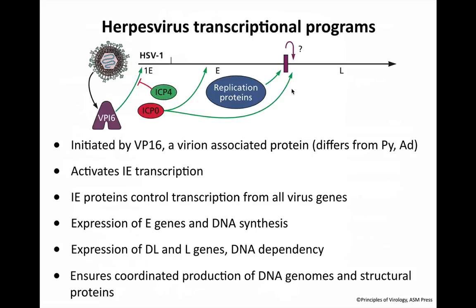Some herpesvirus late genes are transcribed only following synthesis of progeny genomes, the pattern that was exemplified by SV40 late transcription, and other promoters attain their maximal rates of transcription during the late phase. So again, we have the similar cascade of reactions. Immediate early transcription is initiated by VP16, a virion-associated protein. It activates immediate early transcription, and ICP4 and ICP0 are the products of that. The immediate early proteins control transcription from all virus genes, the early genes, DNA synthesis, and late genes, and this ensures a coordinated production of DNA genomes and structural proteins.